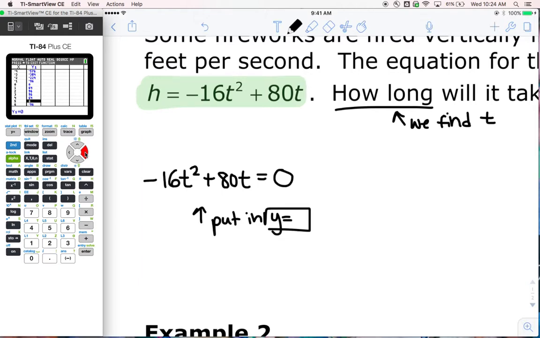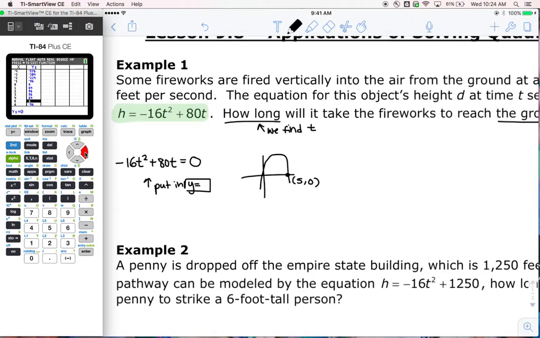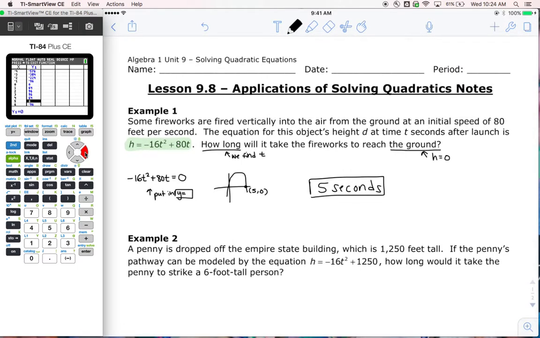So in this case we can sketch it. It goes up like this, and that point is at 5, 0. So we're going to say 5 seconds until it reaches the ground. Now I will warn you, it doesn't always work out beautifully like this with my calculator. But when it does, you're done. Don't make it harder than you have to. If it were me, I would always try to put it in my calculator first.